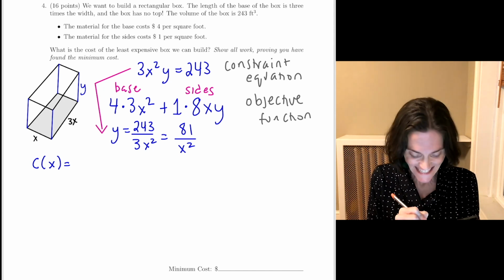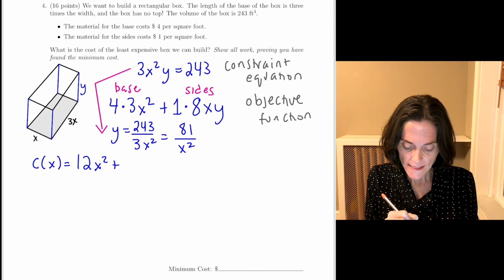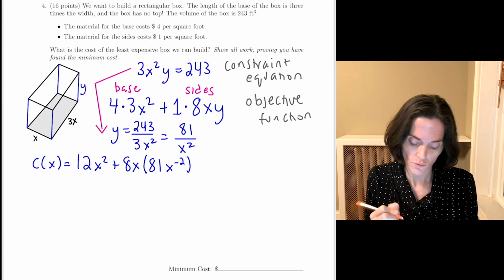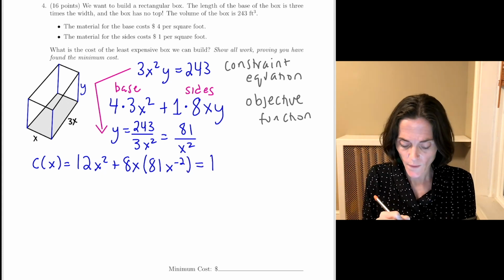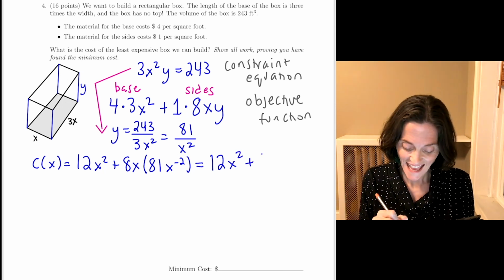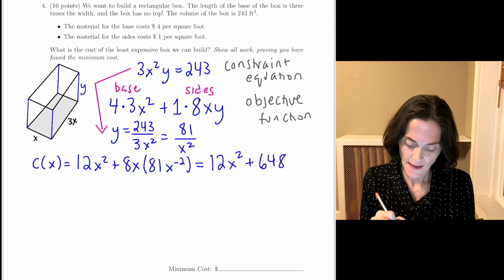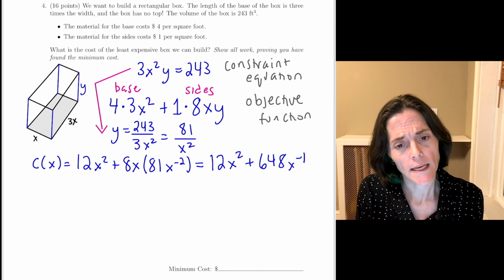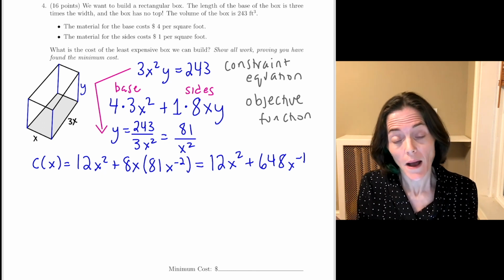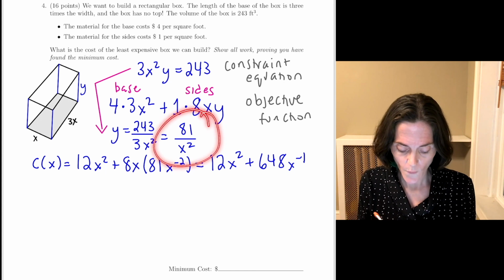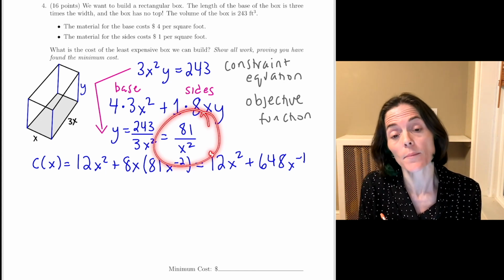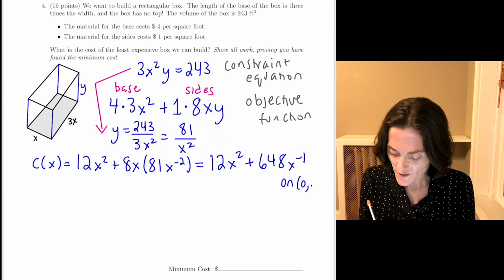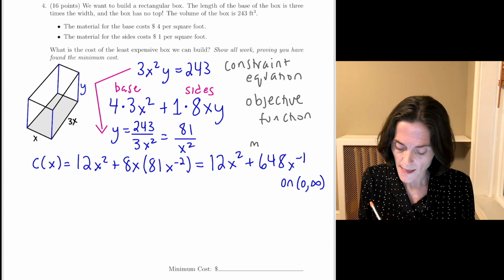So altogether, you see I have 12x squared plus 8x times 81. I'll write it this way, x to the minus 2. And let's simplify this. This is 12x squared plus 81 times 8 is 648, x to the minus 1. And this is defined, let's see, we need x and y to both be positive, but if you stare at this equation, x could be any positive number and we could find a y that will make a box. So this is defined on the open interval 0 to infinity, and we are wanting to minimize.